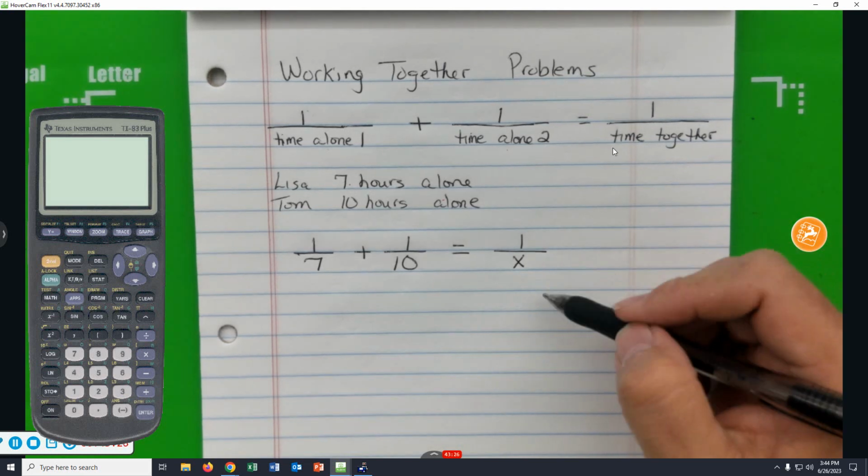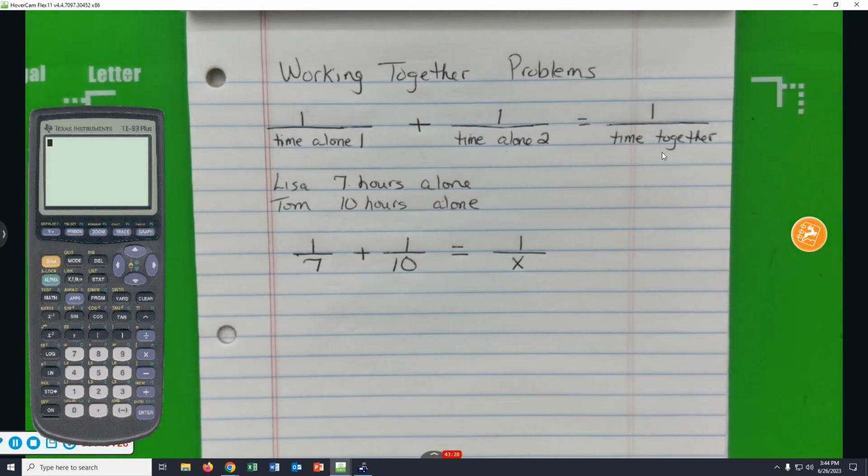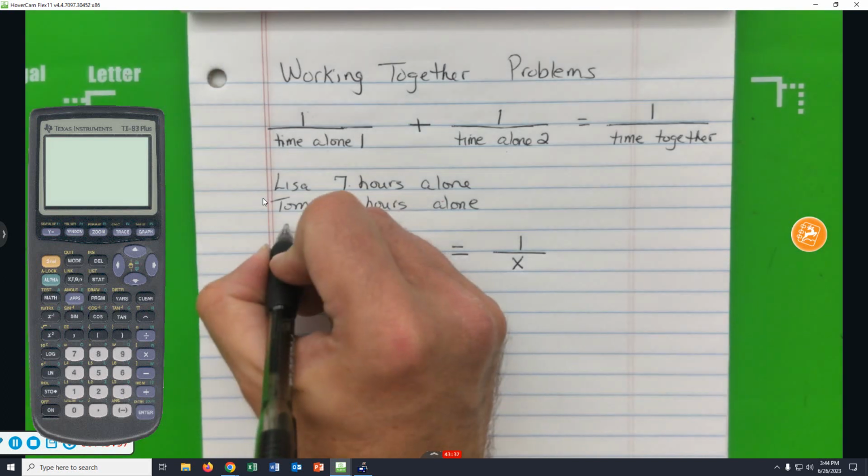So how much time together? We don't know. That's the X. That's the thing we're uncertain of. I would even write out X is the time required with them working together.